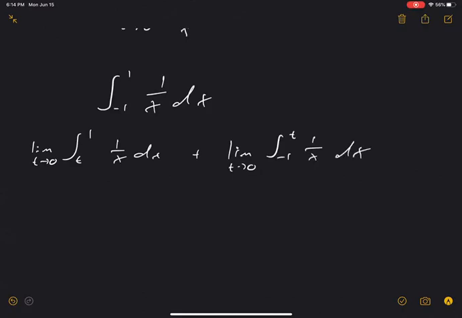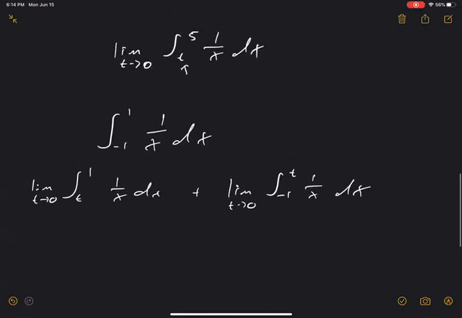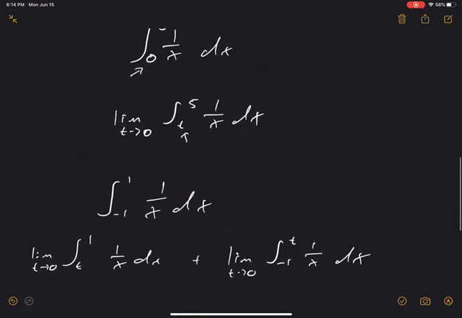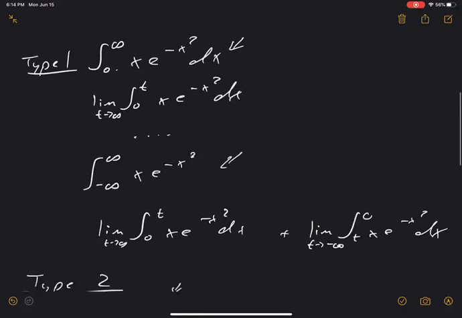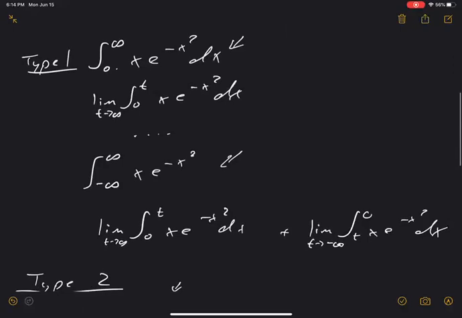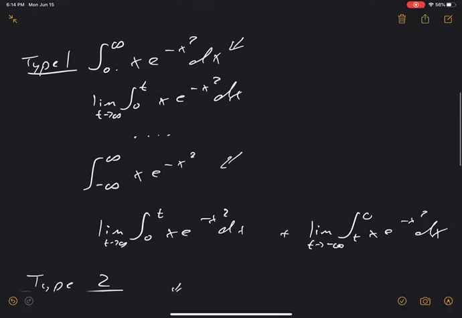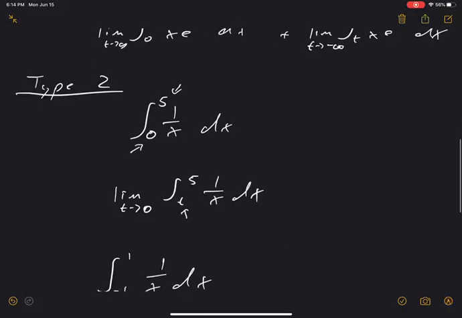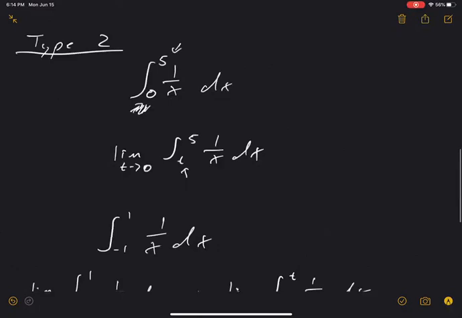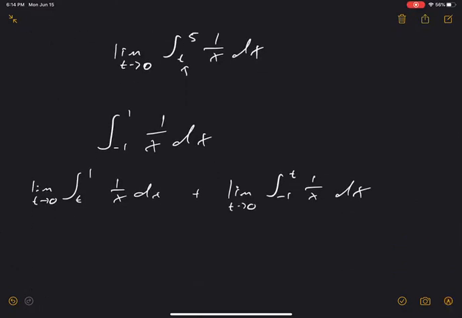Okay, so that would be how you would split this problem up. We have to be able to do two problems for each of these types, right? Like type 1, maybe I have 0 to infinity, or maybe I have -infinity to infinity. And for type 2, maybe I have a discontinuity at one of my endpoints, or maybe it's right in the middle. Okay. So that kind of covers all of the cases I want you to be aware of.